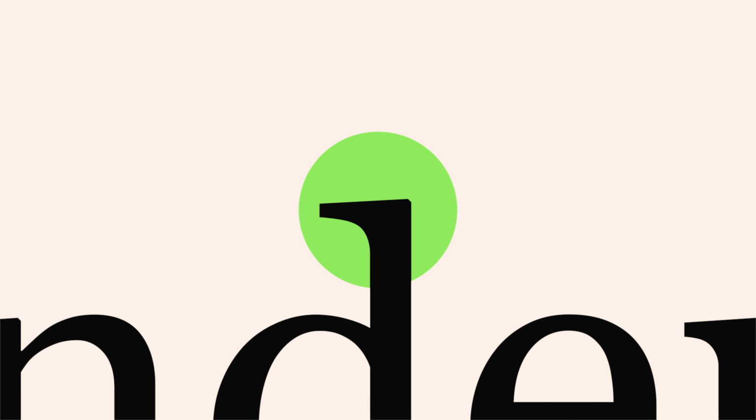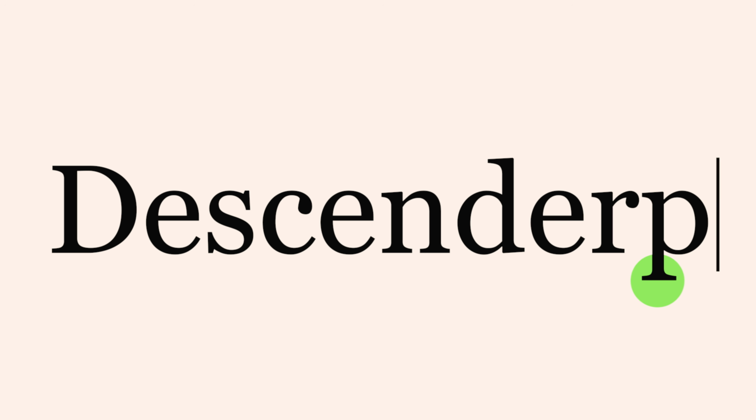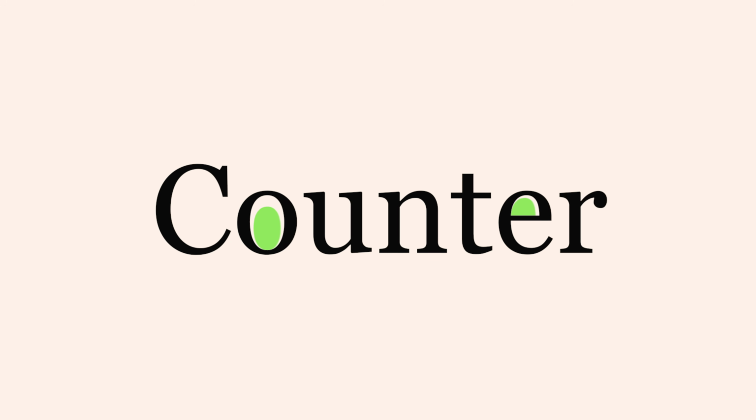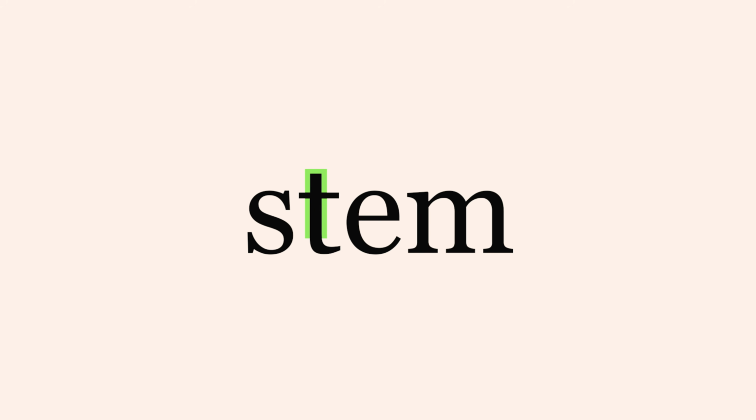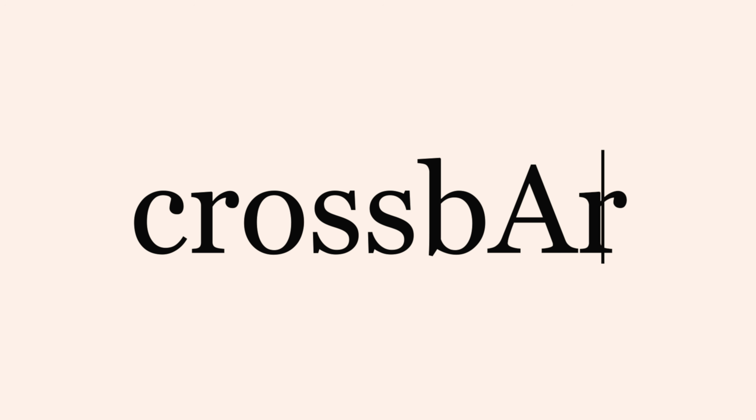Ascenders are parts of lowercase letters that rise above the X height, like the top of H or D. Descenders are parts of lowercase letters that drop below the baseline, like the tail of G or Y. A counter is the enclosed space inside a letter, like in O or P. A stem is the main vertical stroke in letters like T or L. A crossbar is the horizontal stroke that connects two vertical stems in a letter. Examples include the bar in the letter A or H.